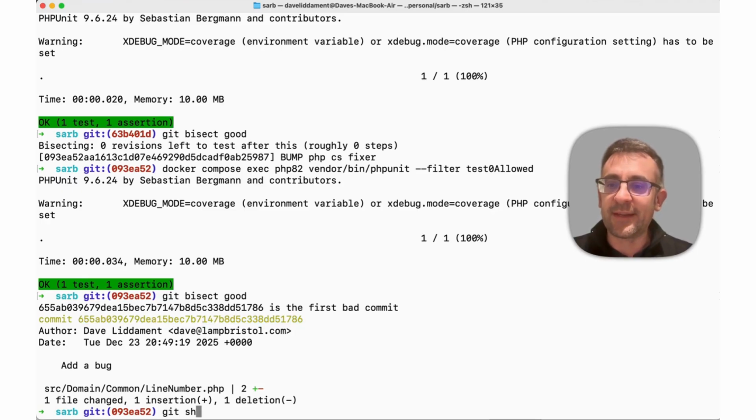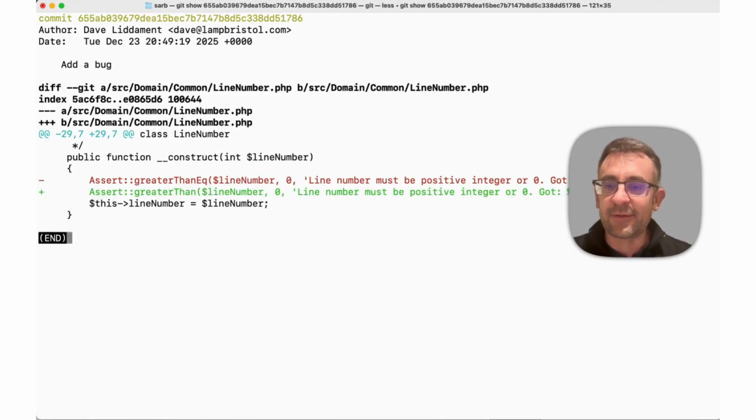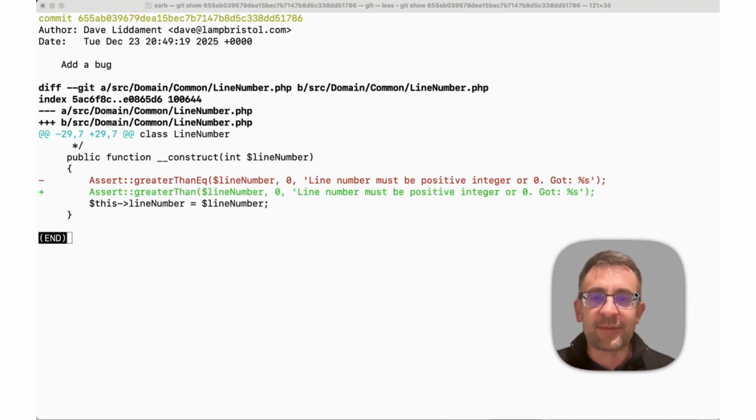If I want to see the details of this, I can show the commit. And what I can see here is I've got some kind of assertion that says line number must be a positive integer or 0. The one in red is obviously correct, where it's greater than or equals, and I've just changed that to greater than. So clearly this is not correct.